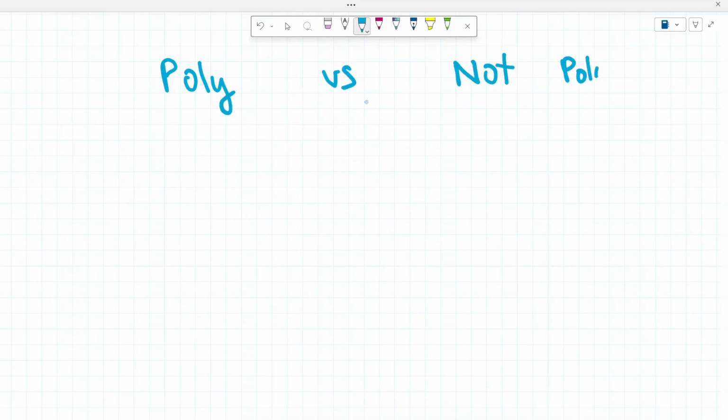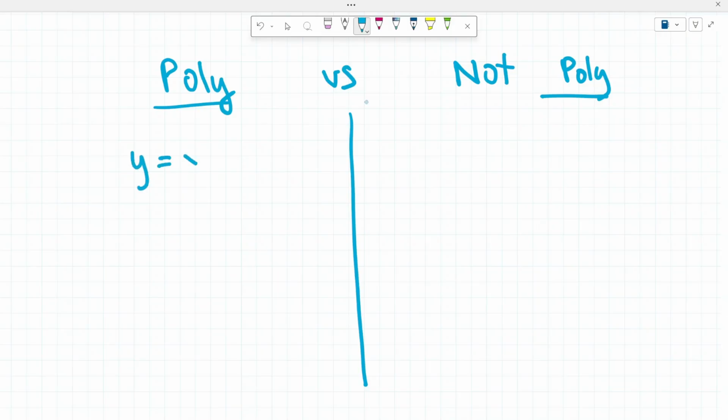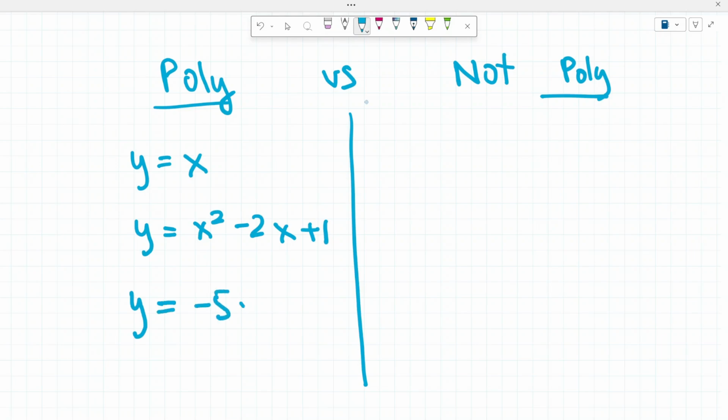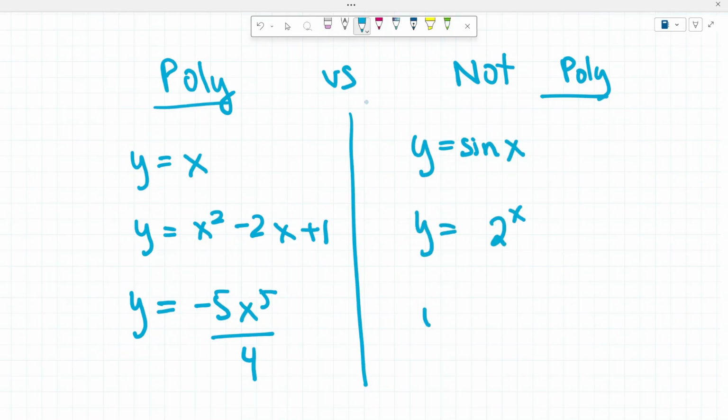So this is just back to the beginning. What is a polynomial versus what isn't? So here are some examples. Y equals x, y equals x squared minus 2x plus 1, and let's say y equals negative 5x to the 5 over 4. Not polynomials. What do we have? Y equals sine x, y equals 2 to the power of x, y equals 1 over x.